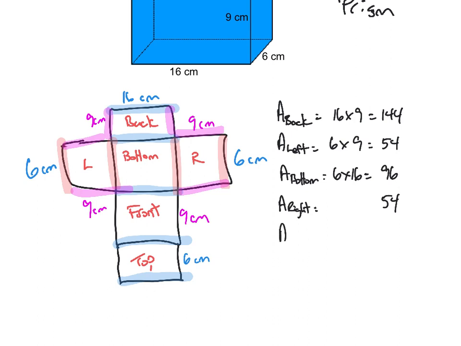Then we'll go to the area of the front. Which side is the front like? The back. What's the area of the back? 144. So the area of the front is also 144. Last but not least, we have the area of the top. The top is just like the bottom. The area of the bottom was 96. So the area of the top is also 96.